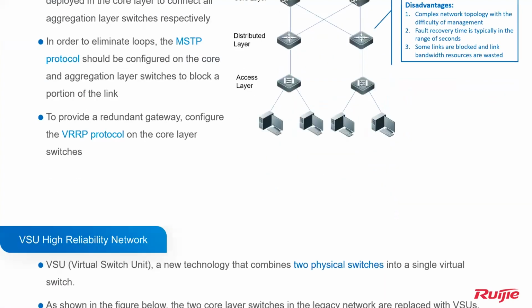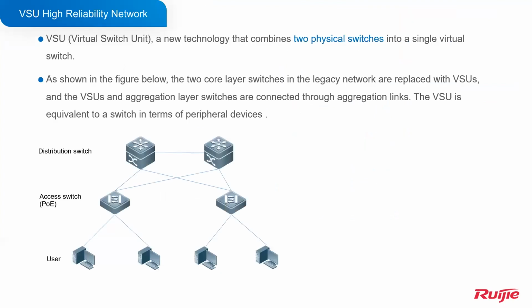So if we use the VSU, you will find you can get a reliable network and also get simple management. So VSU is Virtual Switching Unit. This is a new technology. Then you can combine two physical switches into a single virtual switch. And here we call it the typical network. We deploy two physical switches to become one single switch.